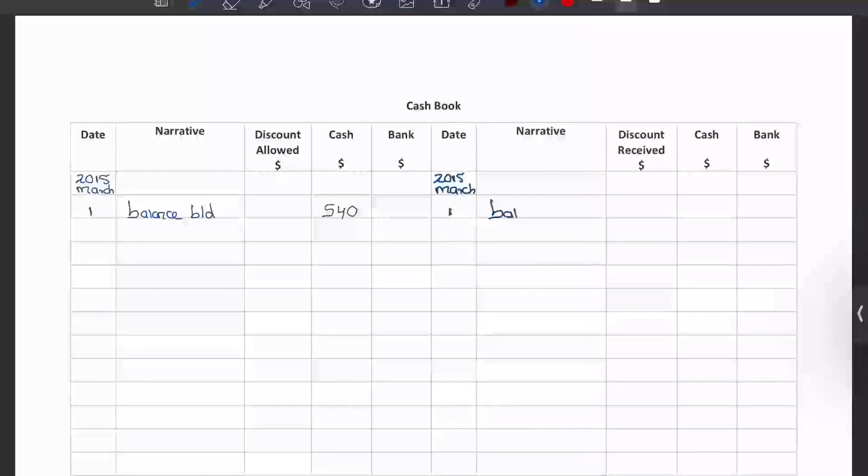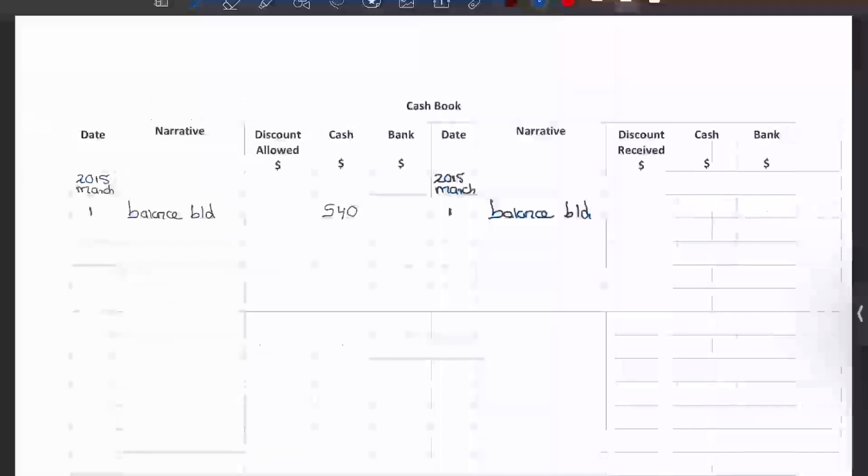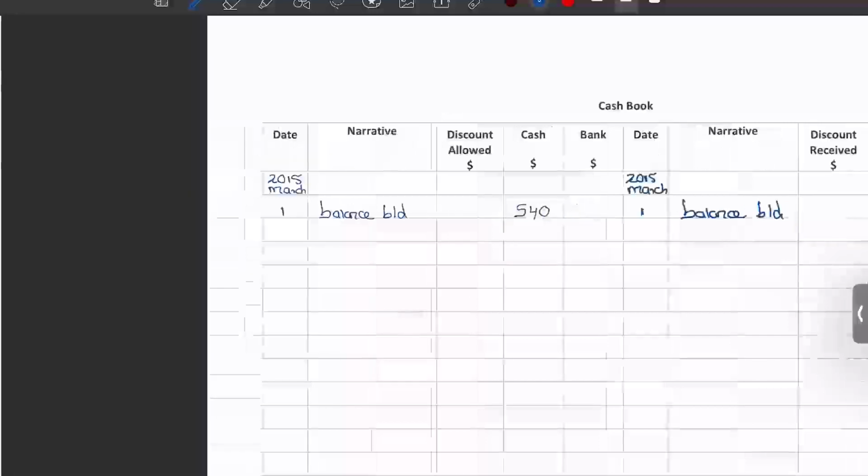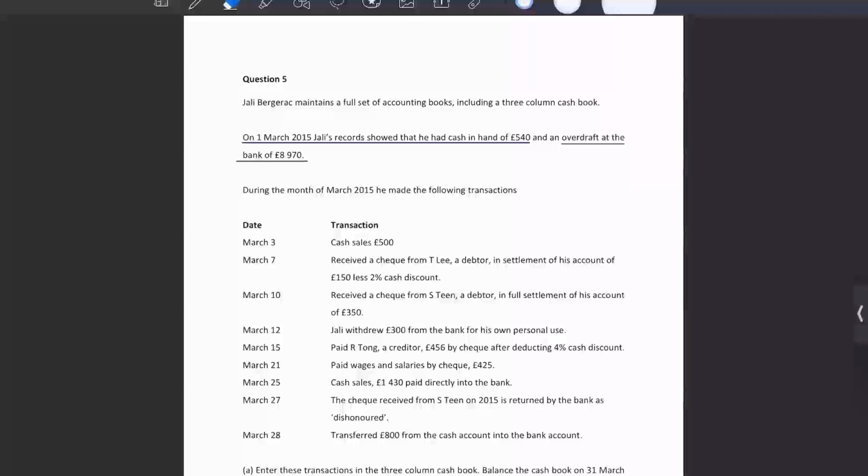Enter the balance BD. You might not be able to see from there. Take a cube and shift to the other side. Better. Balance BD. Amount for bank overdraft given in the question 8970. Can you enter 8970 here? Right? 8970 here. Okay with that? So always start with the opening balance. Now let's take one transaction at a time.